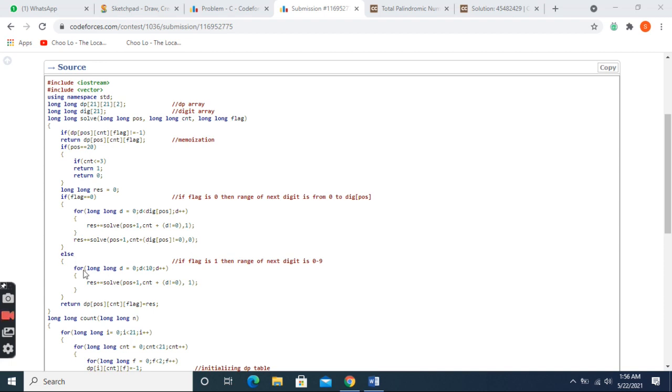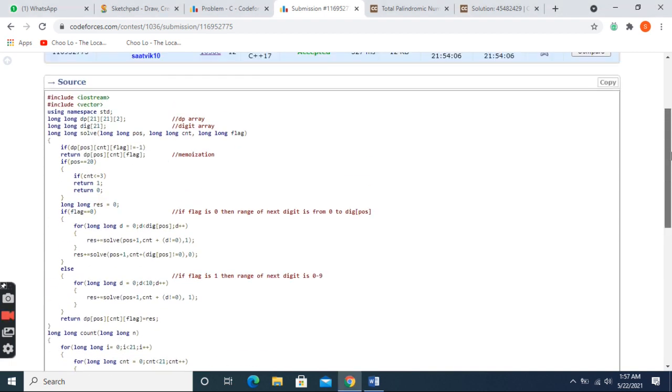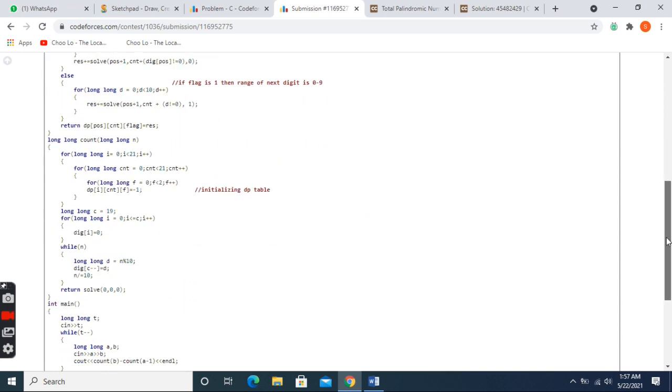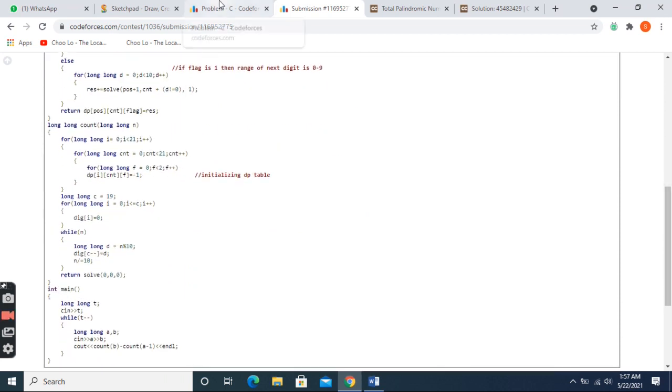The third case is when flag is already 1, then in that case I can just fill my position with any digit in the range 0 to 9, and at the end I return this value. So this is the code. I hope that you understood it, and now you can do this question by yourself.